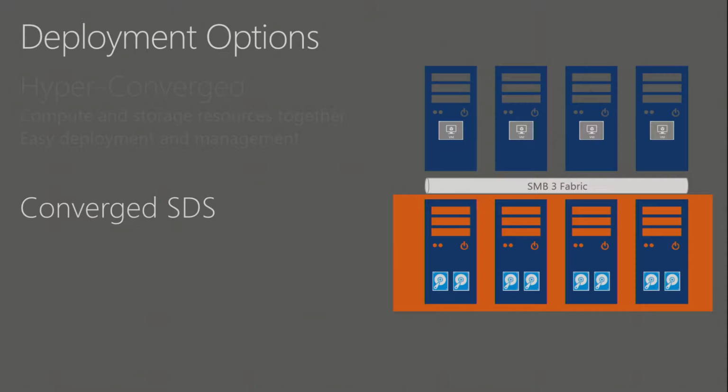So the advantage here with converged SDS is really, as you can imagine, you can scale your compute and storage independently. So this is good for large enterprises and service providers who do not want to get locked down into that scale-out, scale unit model where you're scaling out compute, network, storage all at the same time, but you want to independently scale your compute and storage, right?